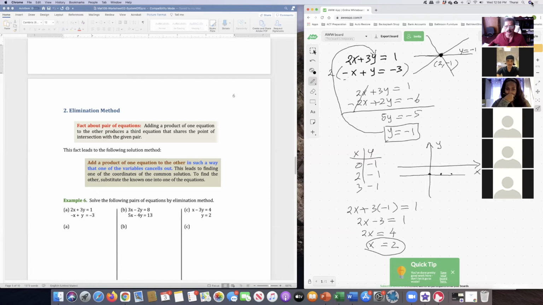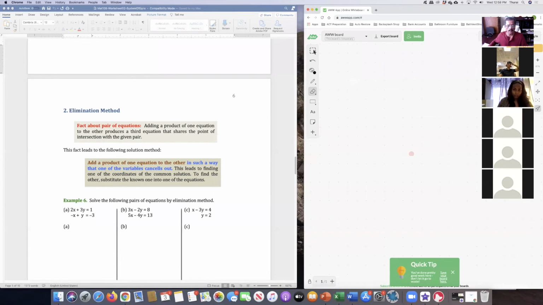So let me clear the board, and I'm going to do it with your instruction. You tell me what to do. I'm copying the problem right now. 3x. Oops, I keep forgetting to pick up the pencil. Okay, 3x minus 2y equal to 8, and 5x minus 4y equal to 13.